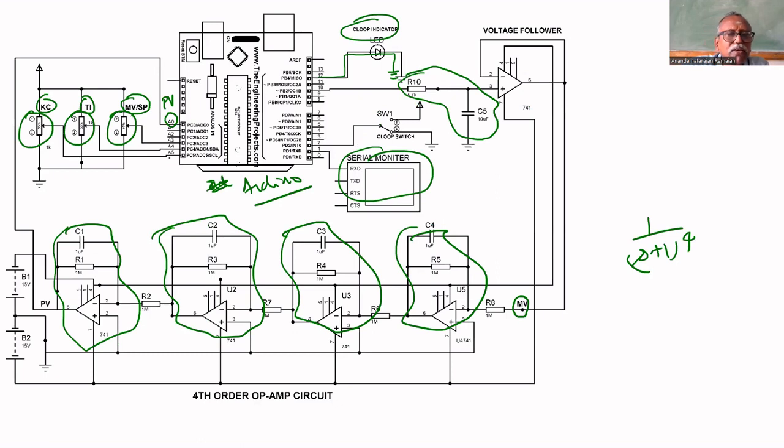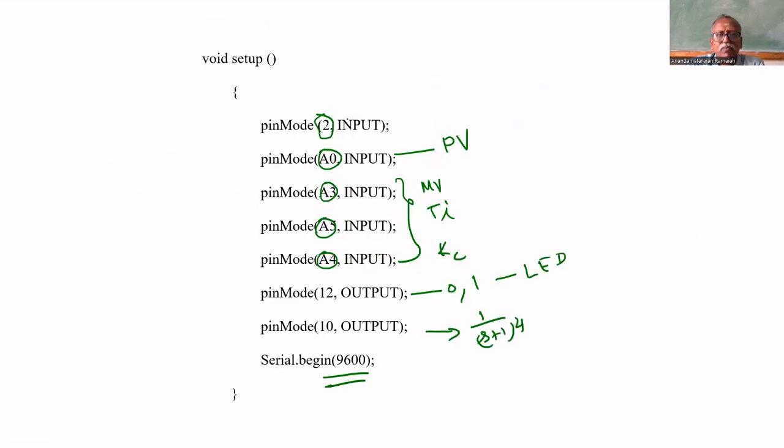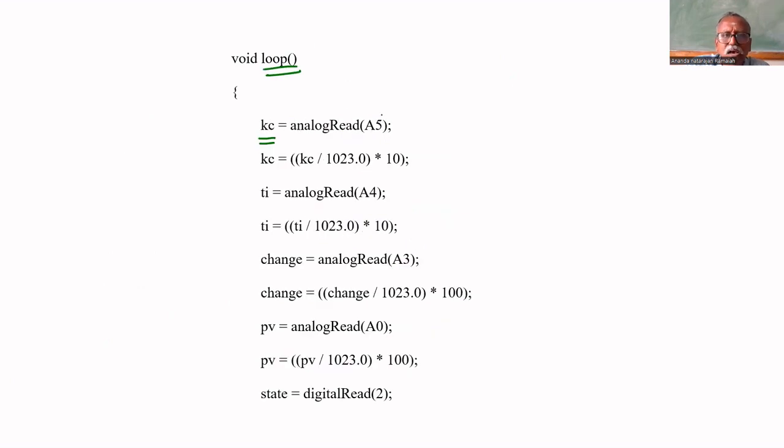In A5 we connected this part, so we have to read that Kc. So Kc equal to analogRead(A5). If you read it, it will be a 10-bit number, 0 to 1023. It is a 10-bit ADC, that's why you get this number.